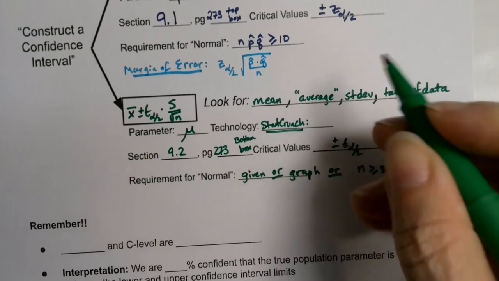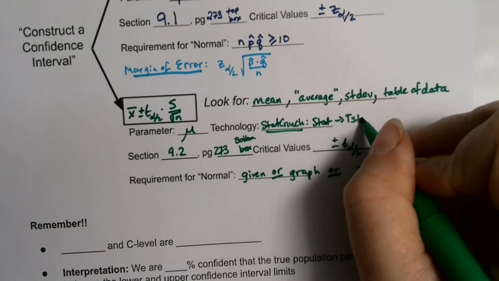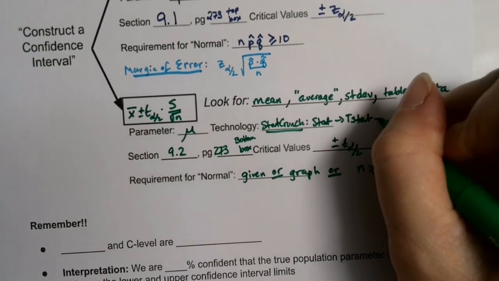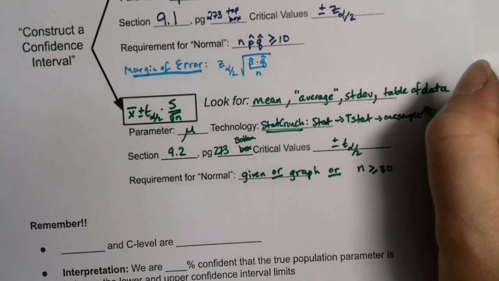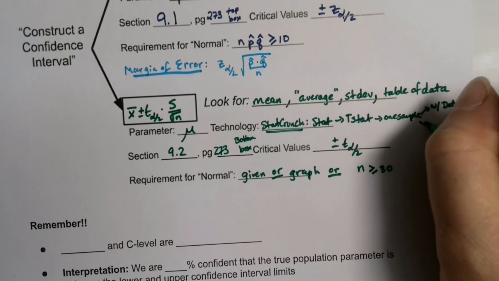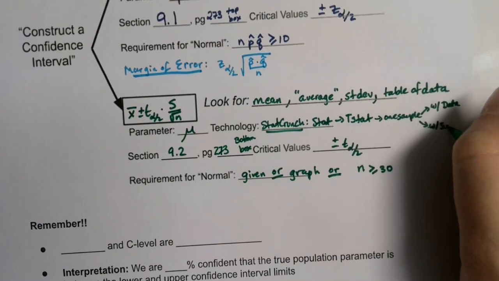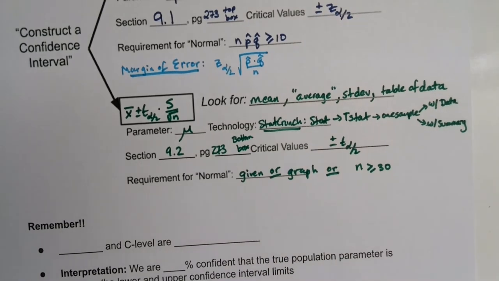I'm just going to say stat, t-stat, and then it's one sample, and you have to choose with data or with summary. It could be either one. It just depends on your problem. If your problem has the data set, then use with data. And of course, you have to have that data put into StatCrunch, which you might not. So it has to be there. And then if it doesn't, then use with summary.